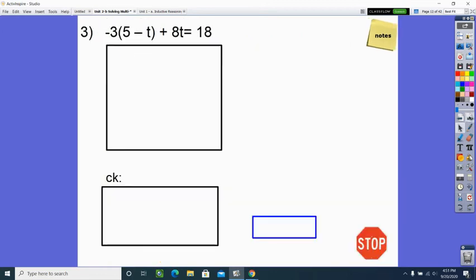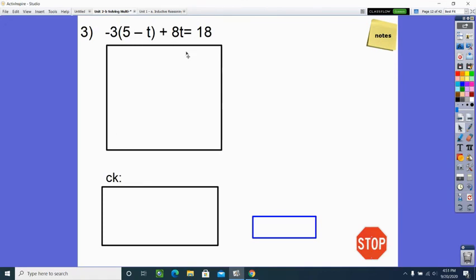Okay, your turn, last one. So if you could, you're going to pause the video and you are going to show all the steps. They are each worth points. So a final answer is not going to get you all the points. So pause the video, do your steps, do a good check, come back, we'll see how you did.